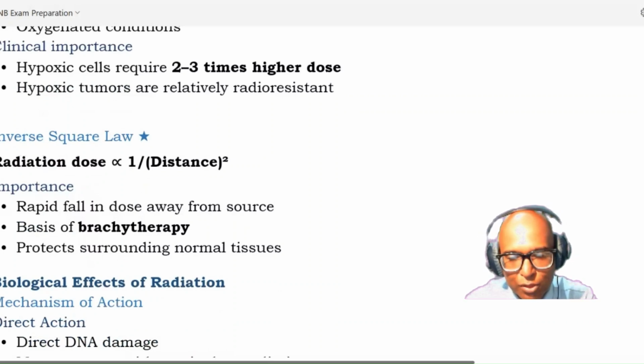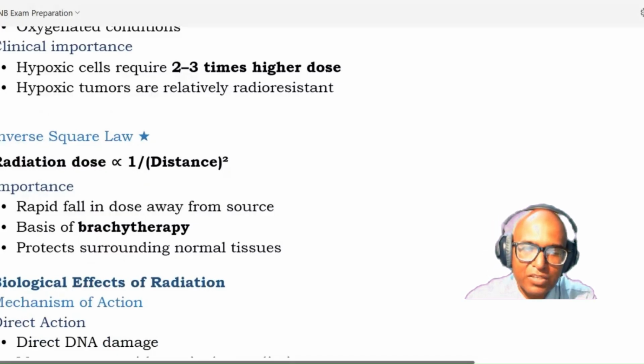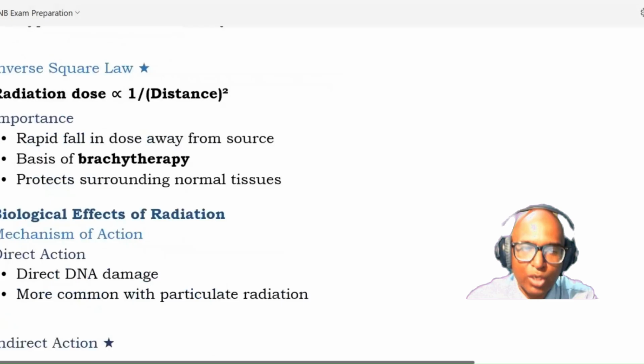As you go away from the source, there is going to be a rapid fall in the dose, and this is the basis for brachytherapy. You keep the source close to the tumor, so it protects the surrounding normal tissue.